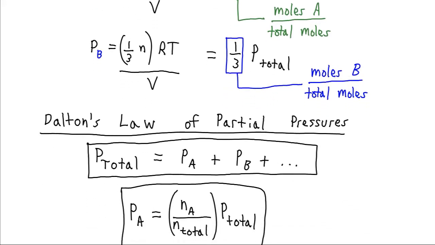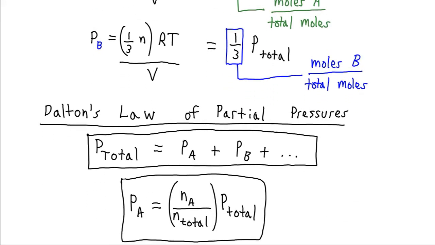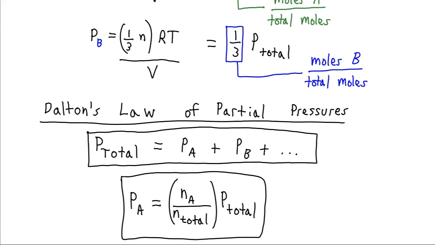And we can also state it as any individual pressure is going to be equal to the mole fraction, the number of moles of that substance, divided by the total moles in the container, times the total pressure. And these are two different ways of stating Dalton's law of partial pressures. But on the whole, they mean the same thing, that we can figure out individual pressures based on what proportion of gas is represented by that individual substance.